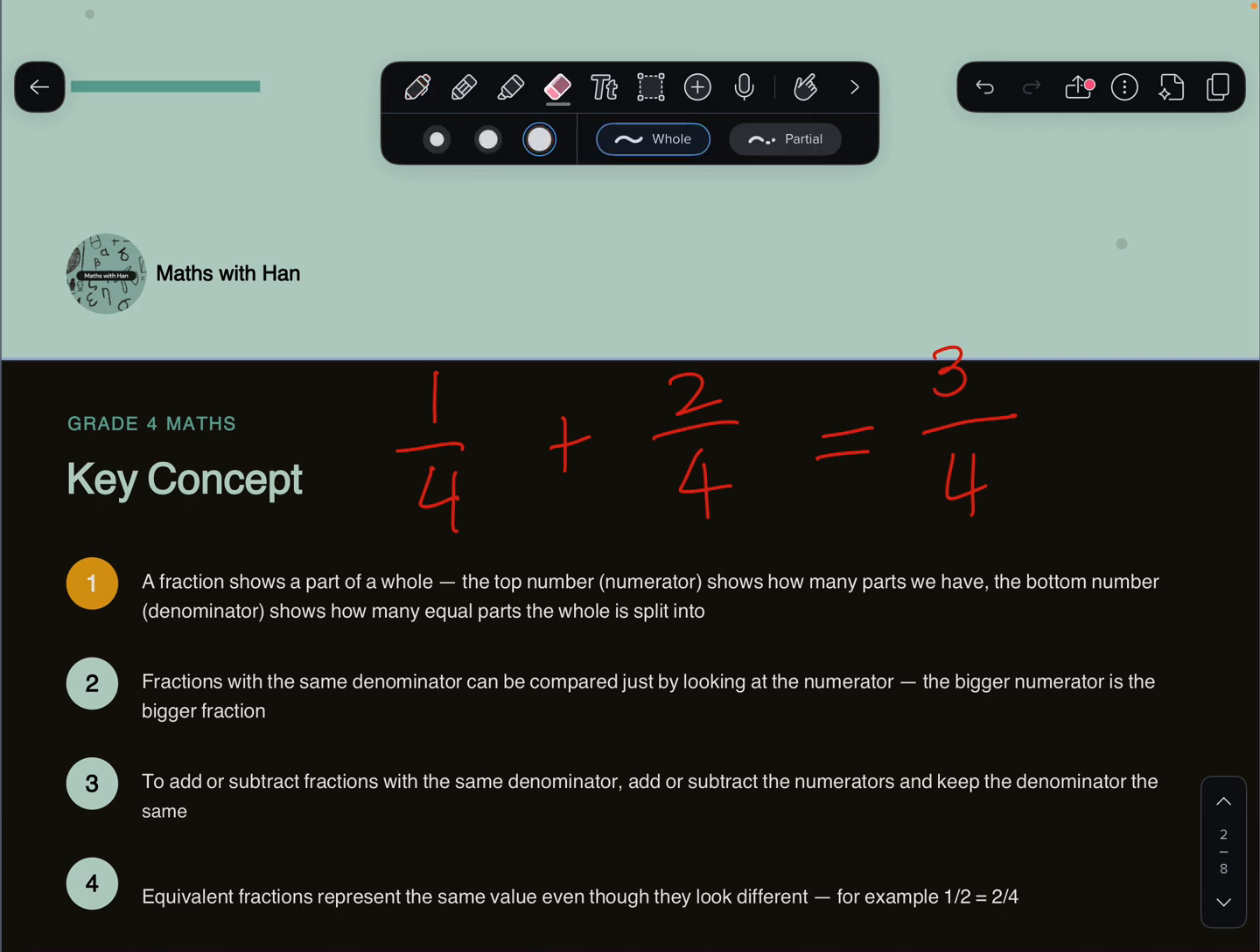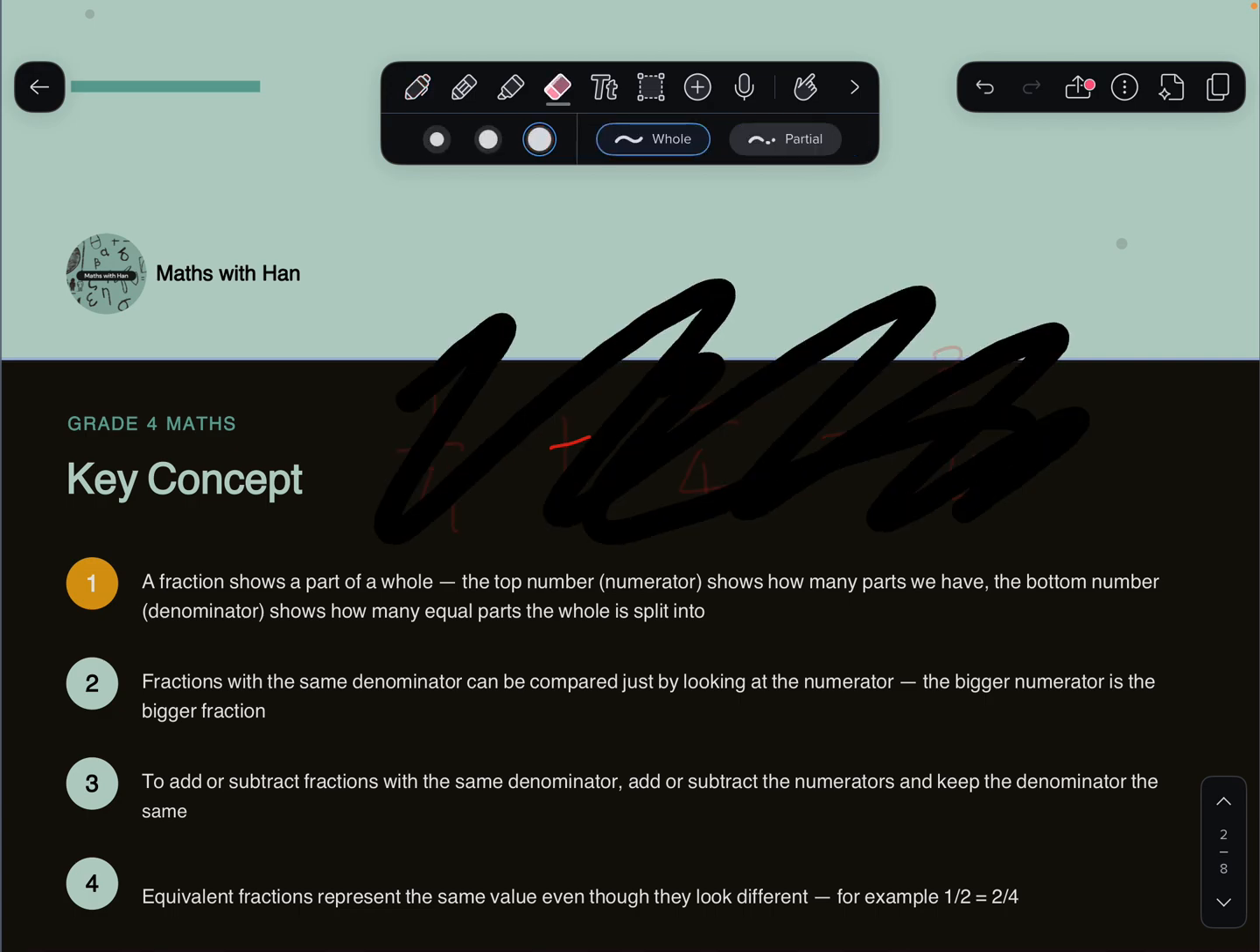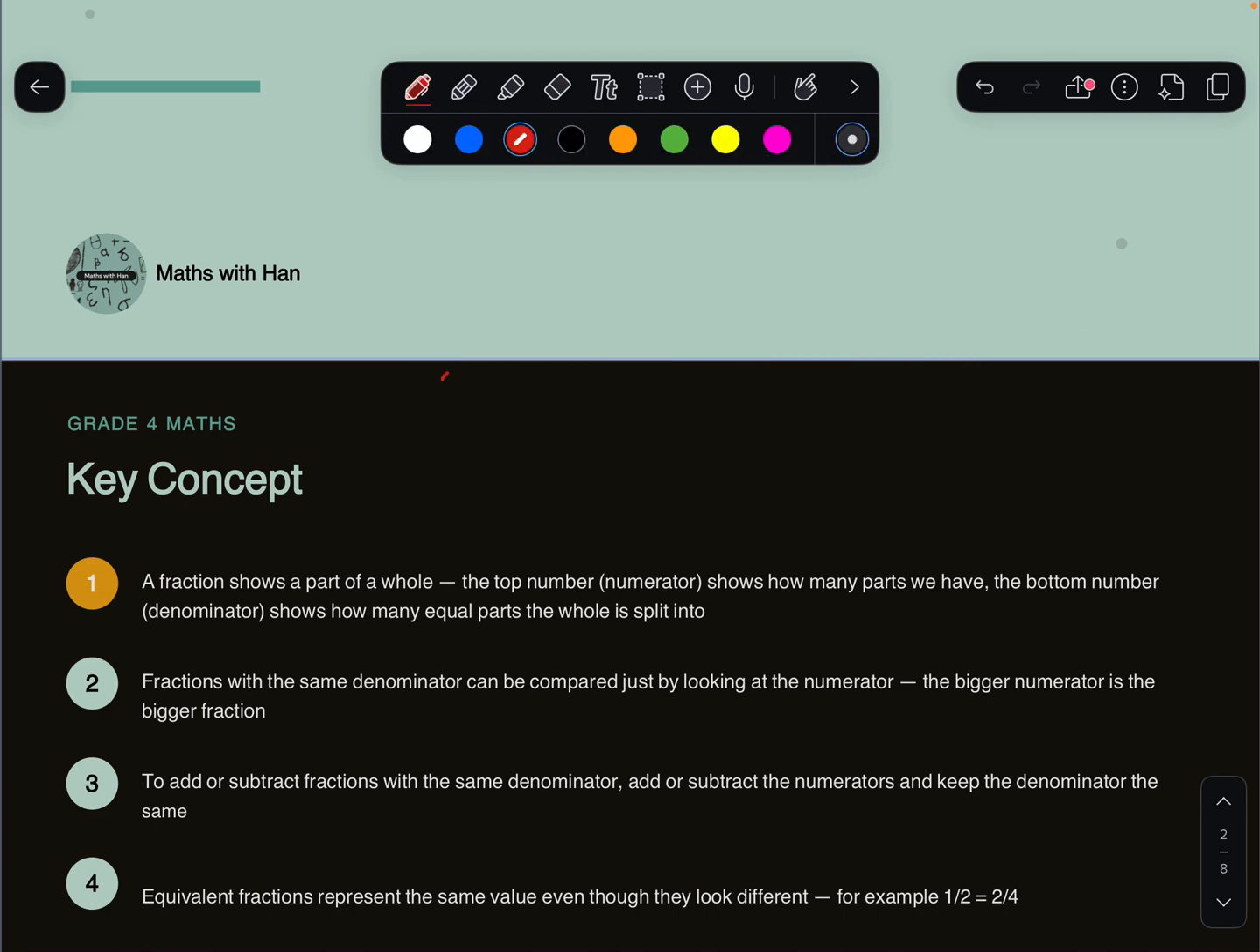Or if we look at another example, 3/4 take away 1/4. The bottom is the same, so it stays the same, and we can just say 3 take away 1 at the top. 3 take away 1 is 2.